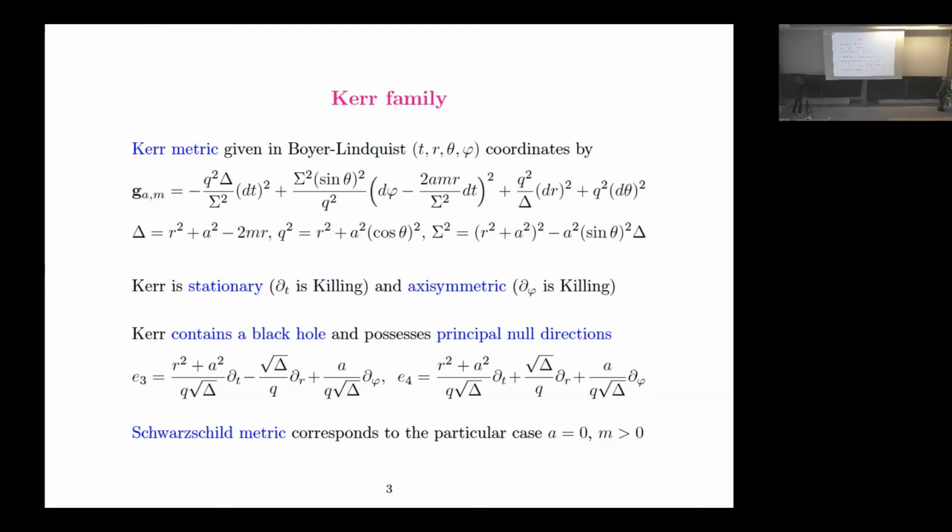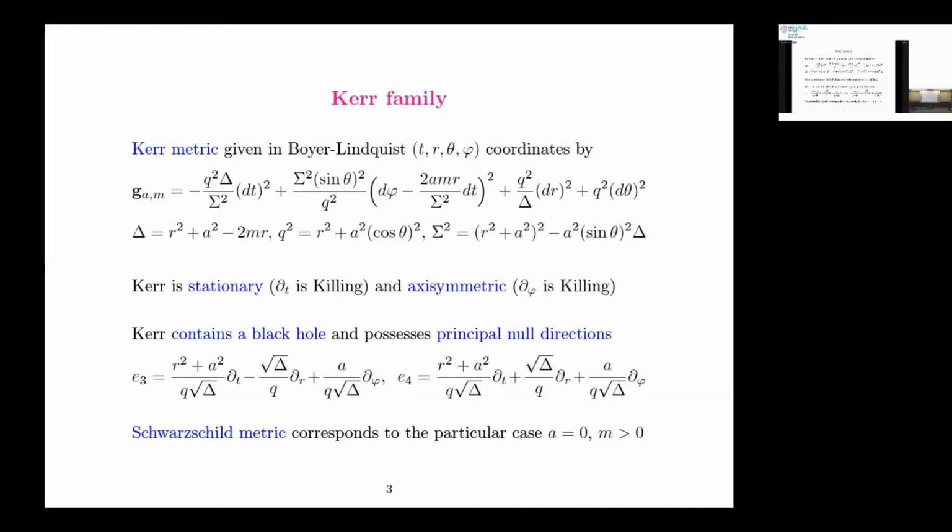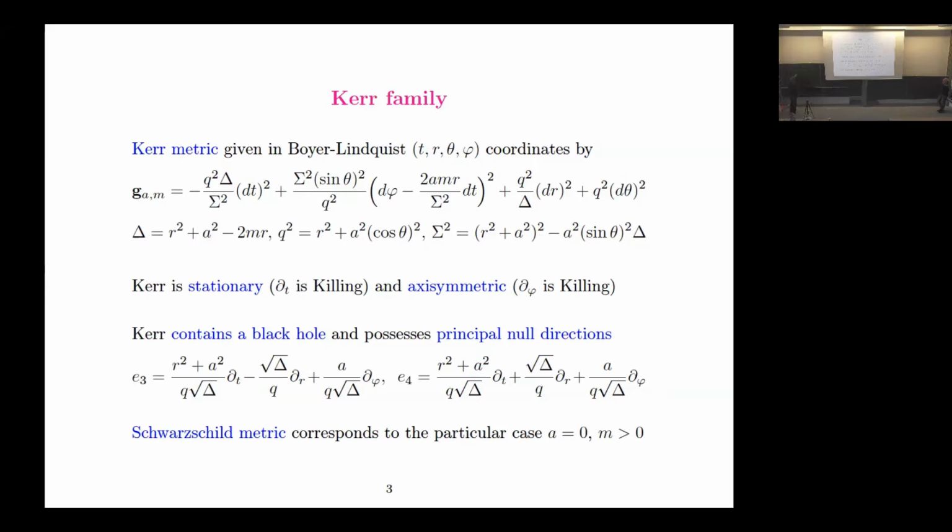And when I say null pair, that means that for me, I normalize them: g(E3, E4) is equal to -2. So maybe let me recall, of course, the usual null pair of Minkowski. I guess the one you have in mind, which is E4 is dt plus dr, and E3 is dt minus dr.